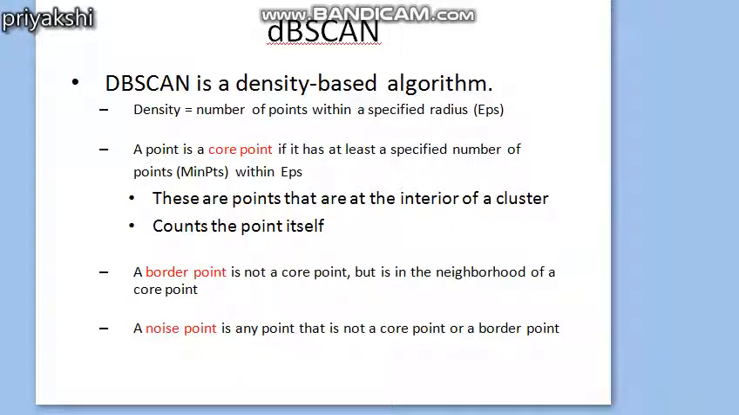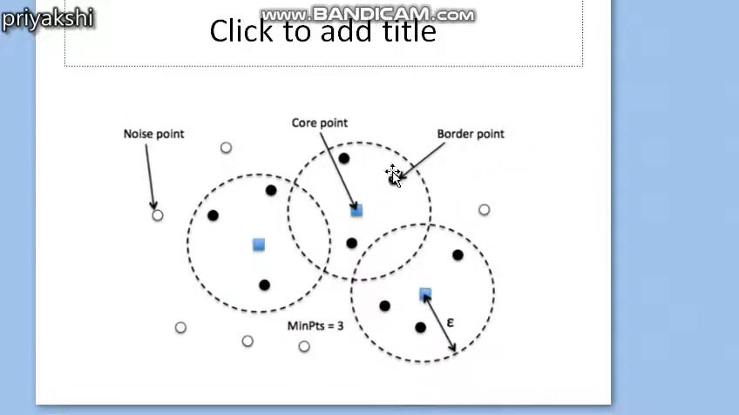Okay, next we will see what is a border point. A border point is not a core point, but it is in the epsilon neighborhood of a point. Now you can see, if you consider this point, this is within the epsilon neighborhood of this particular point. But if you consider this and draw a circle here, it will not contain more than 3 objects, so it will not be a core point.